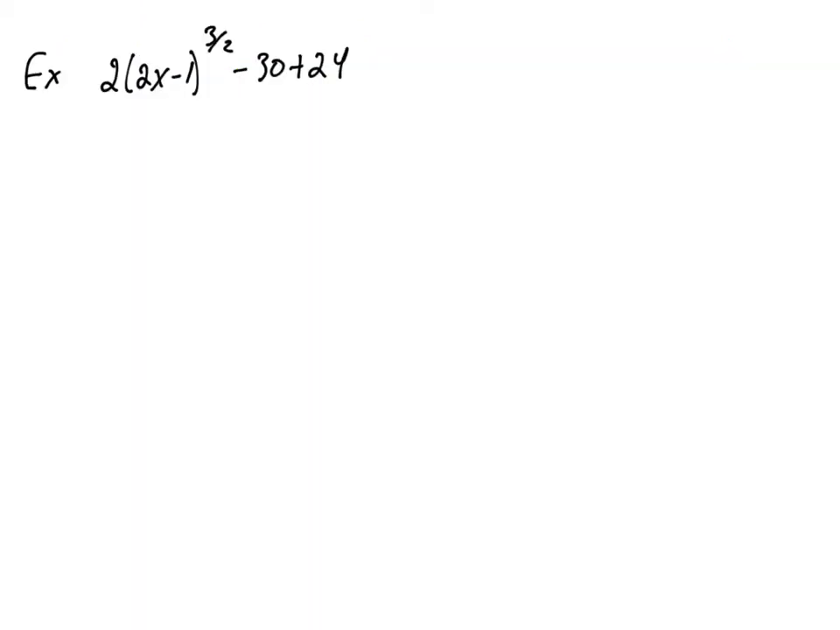So in these next few problems, we have equations where the exponent is not an integer. Like in this one we have 3/2, and I think this needs to equal 24 here. Okay, so what we do is we isolate the expression that has the 3/2 as its exponent. So we're going to get this part all by itself first. So add 30 and then divide by 2.